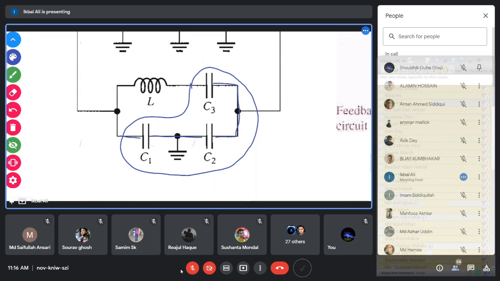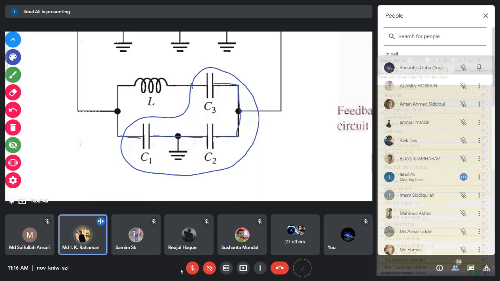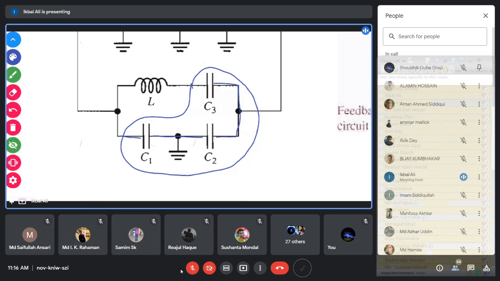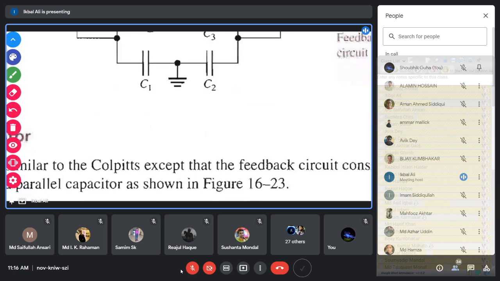Can anybody say? 1 by C1 plus 1 by C2 plus 1 by C3. Yes, that is correct. The equivalent capacitance: 1 by C equivalent equals 1 by C1 plus 1 by C2 plus 1 by C3. You know that better than me from higher secondary.